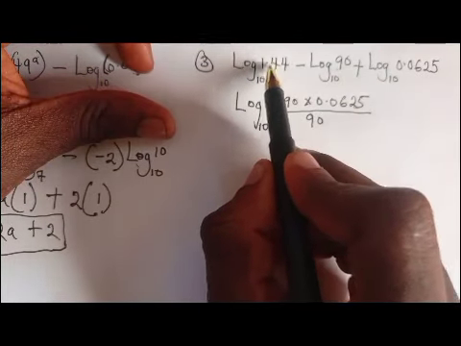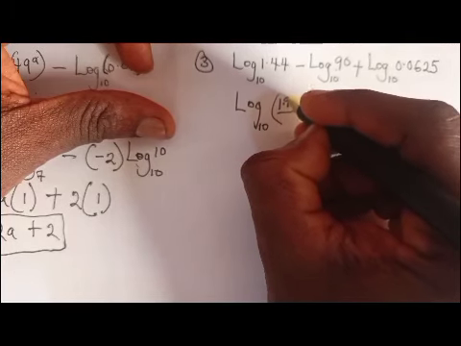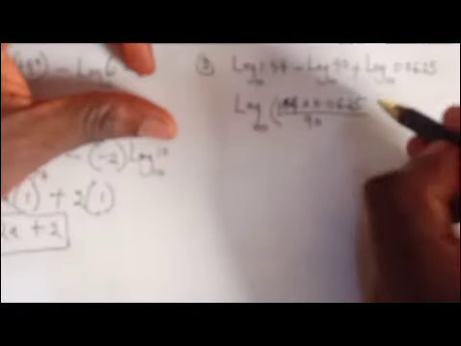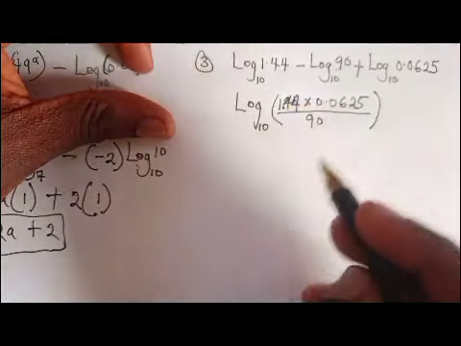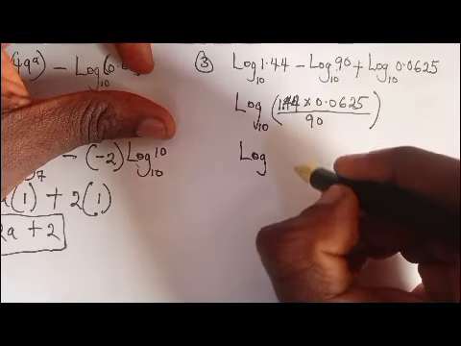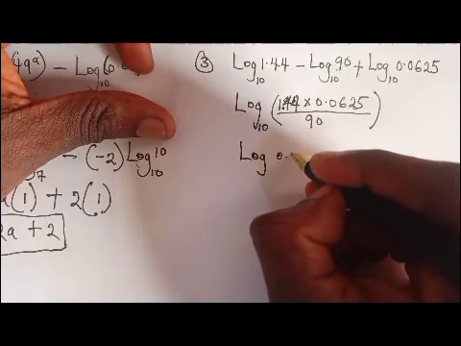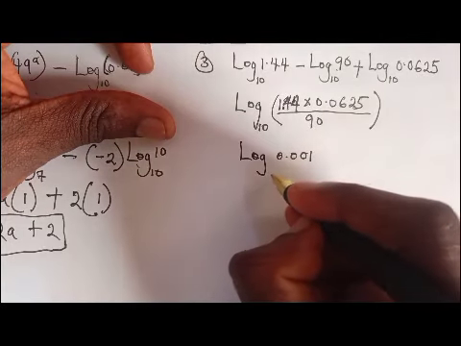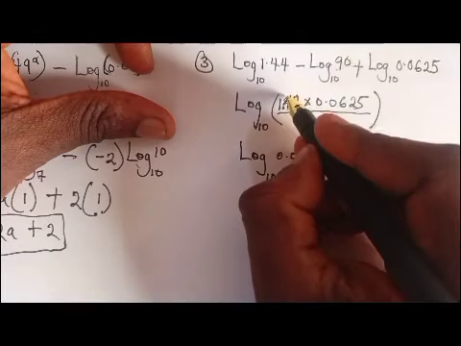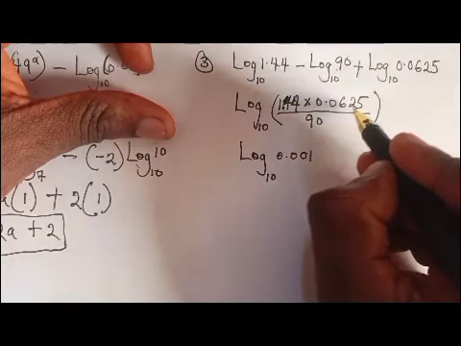So this is going to be log 1.44 times 0.0625 divided by 90. So that's the right thing to do. Now, when we multiply this and divide by this, we're going to be getting a number 0.001 in base 10. So you could decide to punch your calculators to confirm this. Remember, this is 1.44 multiplied by this.